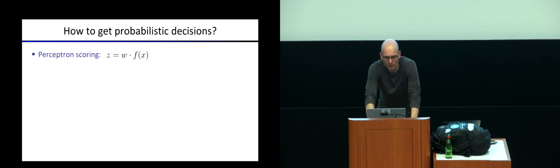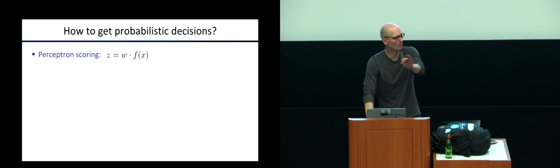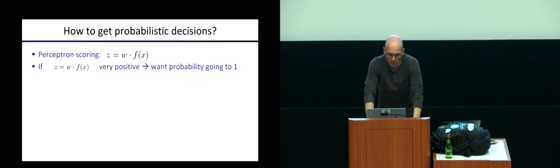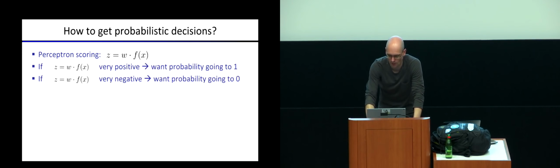So, how do we make this probabilistic? Perceptron scores with an inner product, w inner product with f of x. We'll call that z. z can be any number from negative infinity all the way to positive infinity. How do we make that a probability? Well, if it's very positive, we want it to be close to 1. If it's very negative, we want it to be close to 0.